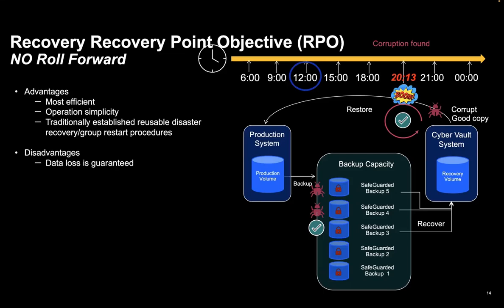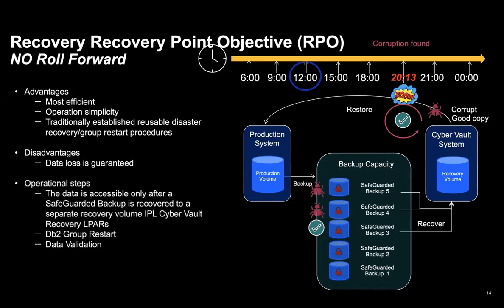The disadvantage of a no roll forward solution is that I could bring the system back up relatively quick, but it's guaranteed data loss. In this case, 1800 to 2013, you're going to have 2 hours and 13 minutes of data loss. And some people can't withstand that. Other people can withstand that and just want to bring the system up and they can recover that data on their own.